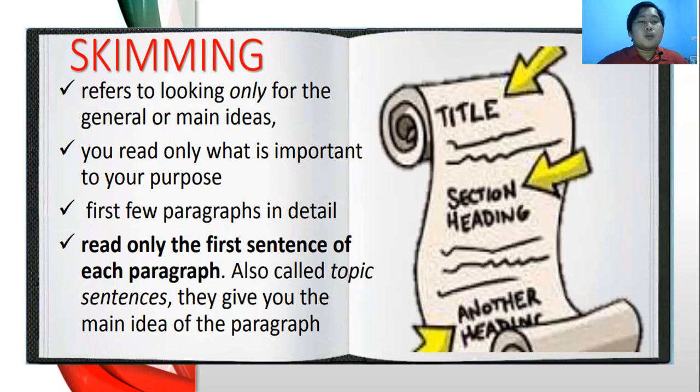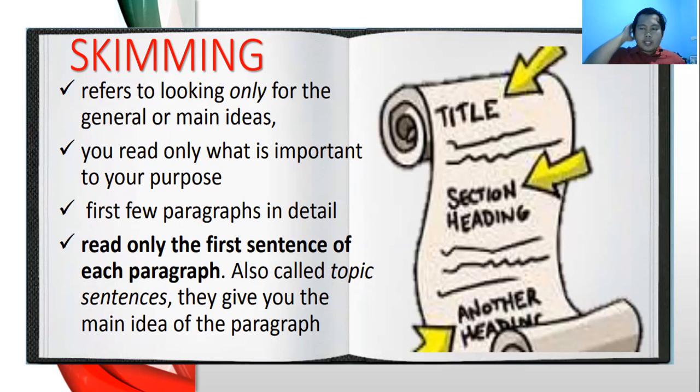You read only what is important to your purpose. The first few paragraphs in detail. Read only the first sentence of each paragraph, also called topic sentences. They give you the main idea of the paragraph. So this is what we do in skimming. In skimming, you are just looking for the ideas, the important details.